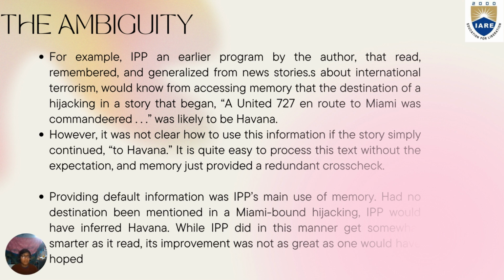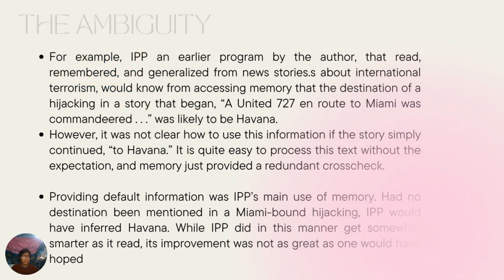However, it was not clear how to use this information if the story simply continued to Havana. It is quite easy to process this text without the expectation, and memory just provided a redundant cross-check. Providing default information was IPP's main use of memory. Had no destination been mentioned in a Miami-bound hijacking, IPP would have defaulted to Havana. While IPP did in this manner get somewhat smarter as it read, its improvement was not as great as one would have hoped.